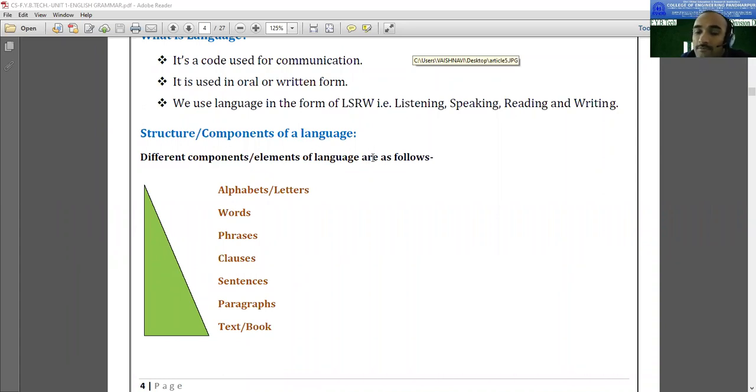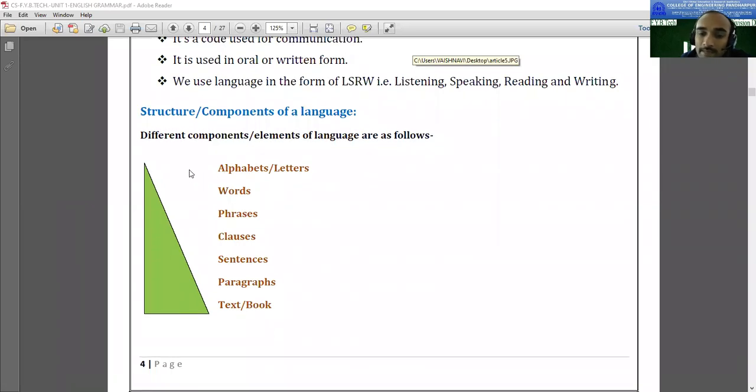So the elements of language are as follows, and they are alphabets or letters. So alphabets are A to Z. Okay, alphabets are called letters, which we call alphabets from A to Z, A B C D E F G. These are all called alphabets, A to Z.